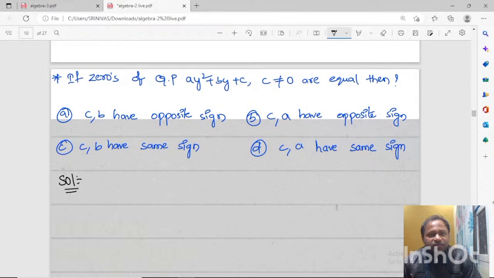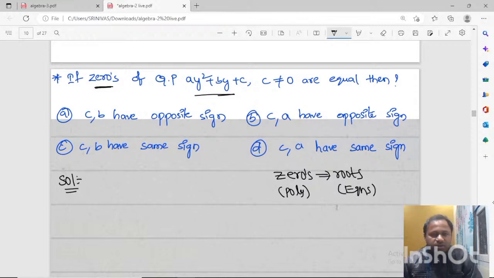So in the previous one, what was the condition? If the zeros of the quadratic polynomial, zeros nothing but solutions, roots. Okay, we will say zeros in polynomials and roots in equations. So zeros of the polynomial are equal, means roots are equal. Roots are equal means discriminant delta is equal to 0. Here c is not equal to 0. So delta greater than or equal to 0. Delta is nothing but b square minus 4ac, so b square minus 4ac greater than or equal to 0.